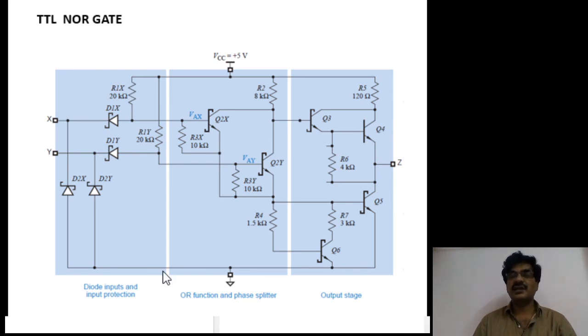Similarly, if one of the inputs is 1 and the other is 0, here also transistor Q5 is in the on state, whereas Q4 is in the off state. Hence we get a low output, logic low. So it satisfies the NOR gate truth table.